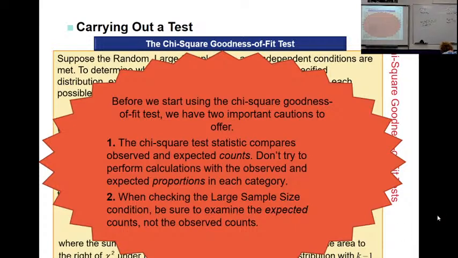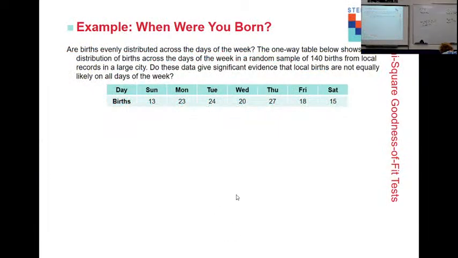All right. So now let's do an example. Show off this 4-step process. Are births evenly distributed across the days of the week? This table shows the distribution of births across the days of the week in a random sample of 140 births from local records in a large city. Do these data give significant evidence that local births are not equally likely on all days of the week?